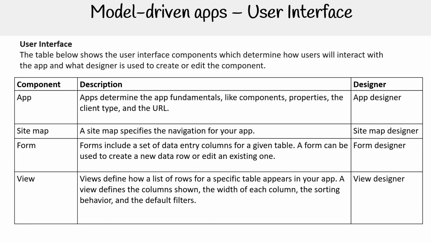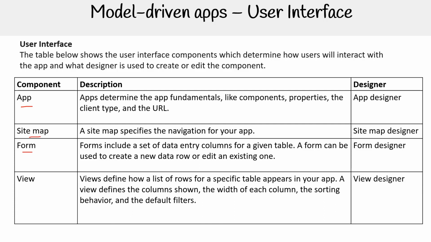User interface. The table below shows the user interface components, which determine how users will interact with the app and what designer is used to create or edit the component. Apps determine the app fundamentals like components, properties, the client type, and the URL. Sitemap. A sitemap specifies the navigation for your app.